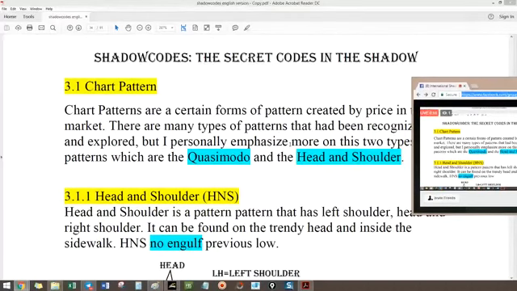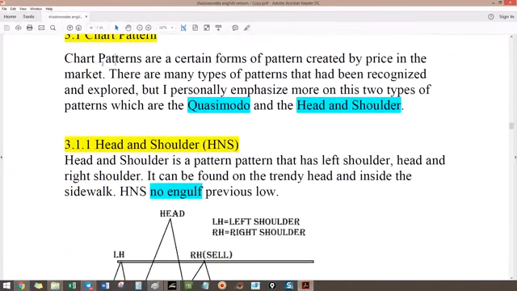All right. Okay, so today we'll be going through chart pattern. We already learned about the structure, the consolidation, accumulation, distribution, participation, and excessive market. So today we'll be learning the chart pattern. Chart patterns are a certain form or pattern created by price in the market. There are many types of pattern that have been recognized and explored, but I personally emphasize these two types of pattern, which is Quasimodo pattern and head and shoulder.